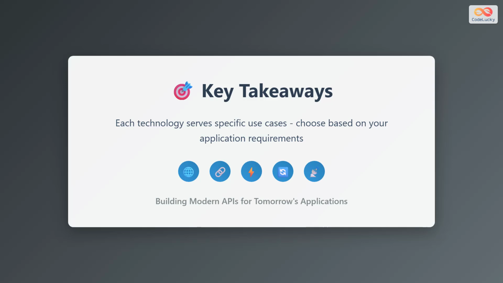In conclusion, each API technology serves specific use cases, and the best choice depends on your application requirements. From REST APIs for web services to GraphQL for efficient data fetching, gRPC for high-performance microservices, WebSockets for real-time communication, and server-sent events for live updates, understanding these technologies is crucial for building modern APIs for tomorrow's applications.